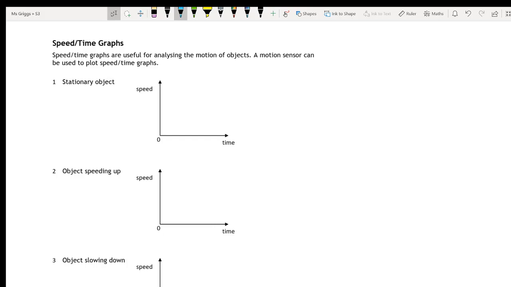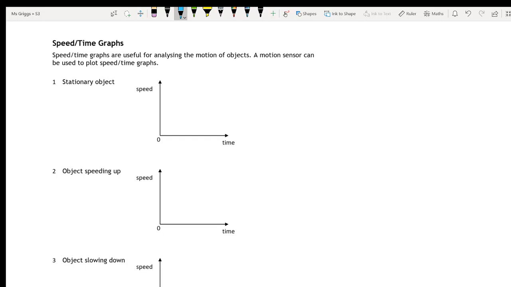Okay, what we're going to look at today is speed time graphs. Again, you have talked about speed time graphs before, so you know about them from second year. Speed time graphs are quite handy because they can show you what speed something's traveling at a certain time. So if you wanted to know what speed a car was going at 30 seconds into its journey, you could look at the graph and work it out.